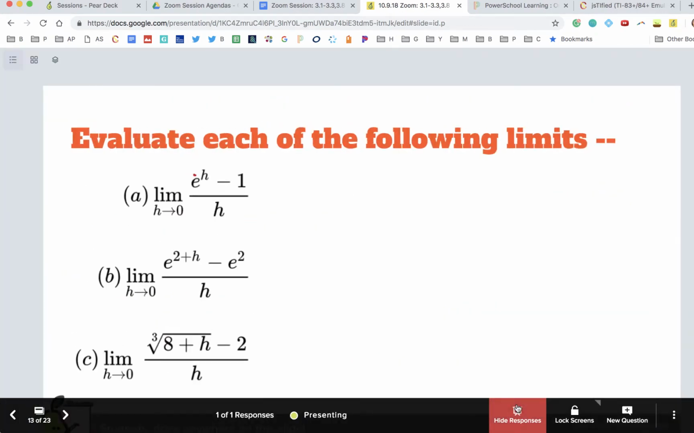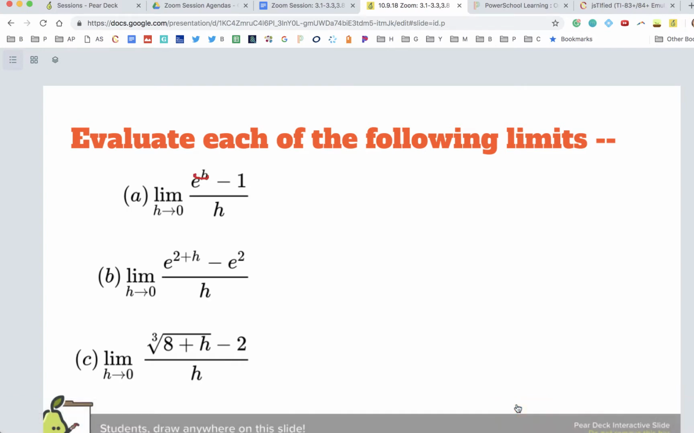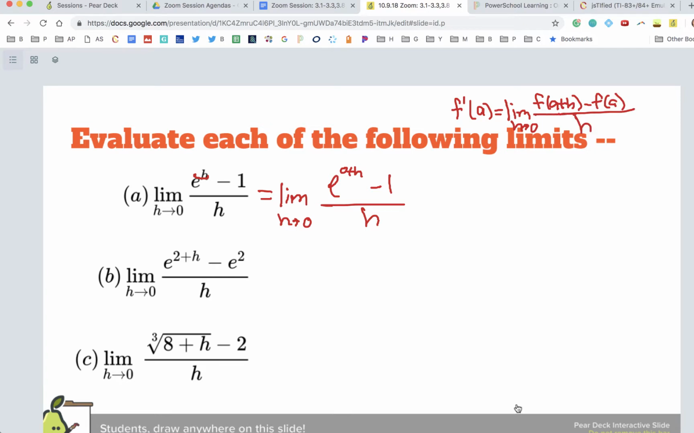Evaluate each of the following limits. So this first one, where's my a plus h? It's like invisible. I just see the h. So couldn't I put in a 0 plus h? Let me show you how that's going to help. So this is probably the limit definition, where f prime of a equals the limit as h approaches 0 of f of a plus h minus f of a all over h. We have to see if these follow that definition or not.